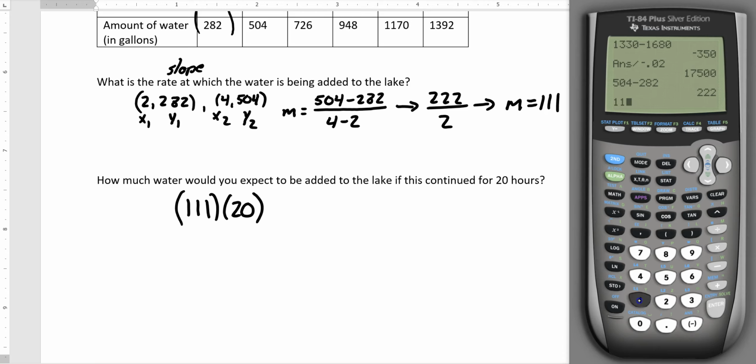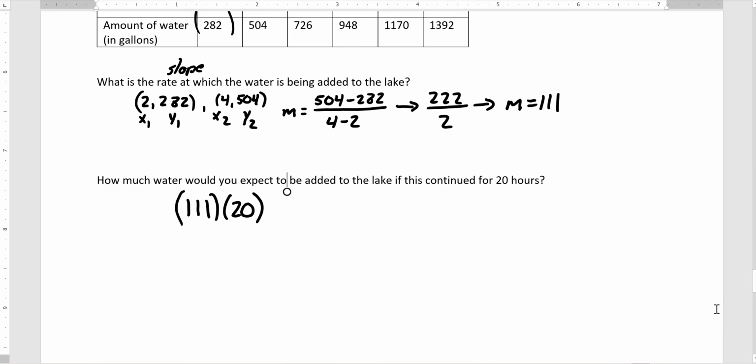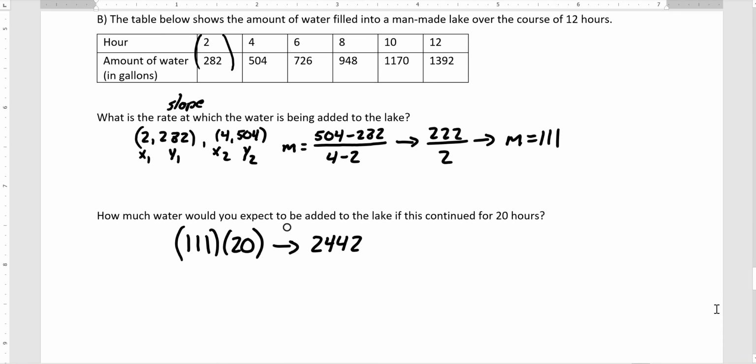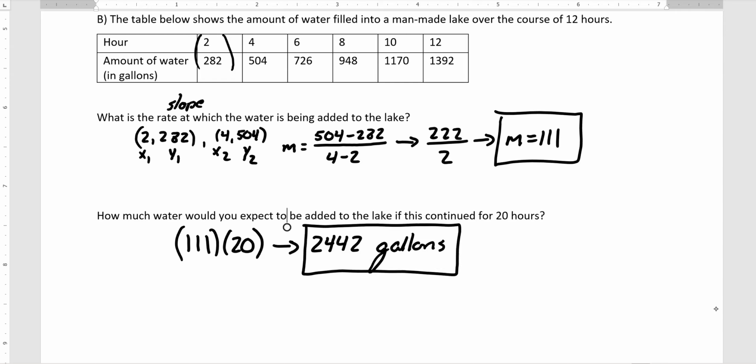So 111 times 22, let's put that in our calculator, 2,442. Are these gallons? Yes, gallons. Fantastic. So we found that 111 gallons are added per hour, and over 20 hours that would add 2,442 gallons. All right, raise your hand if you have any questions.